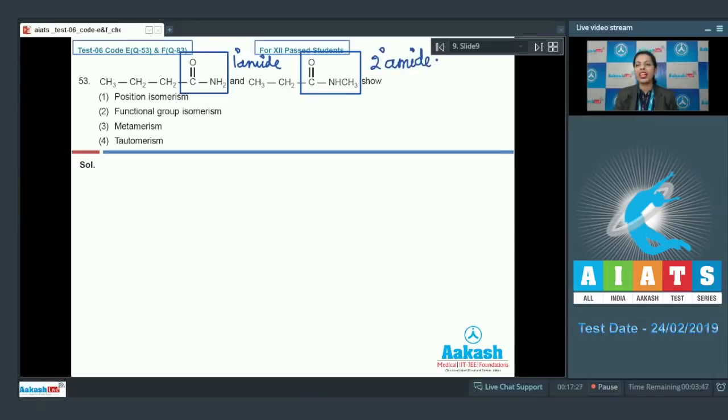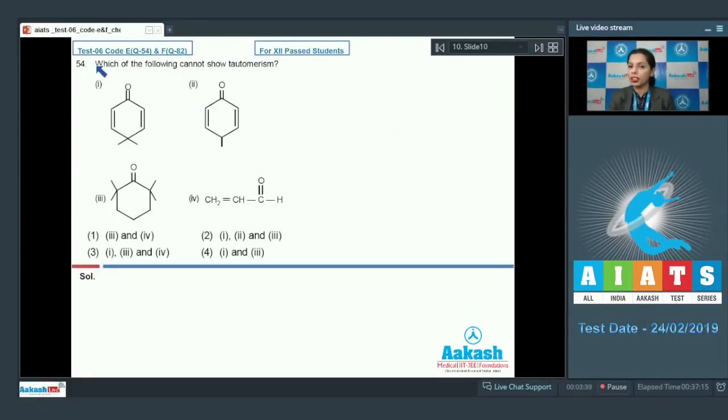Just identify. These two amide groups are different functional groups, not the same functional group. In this manner, the correct answer should be functional group isomerism. So these two compounds exhibit functional group isomerism, and the correct answer for my question becomes option 2. After that, question number 54.